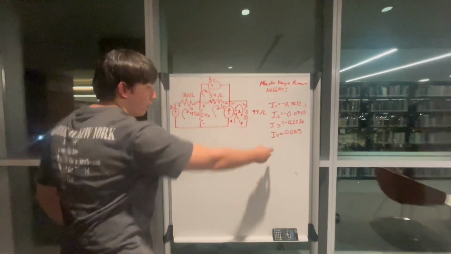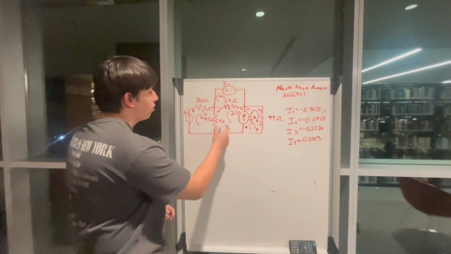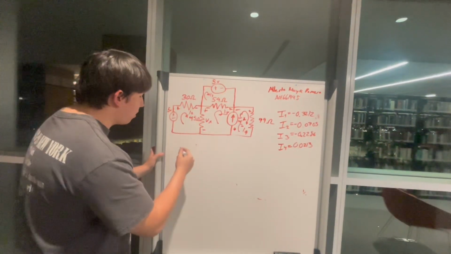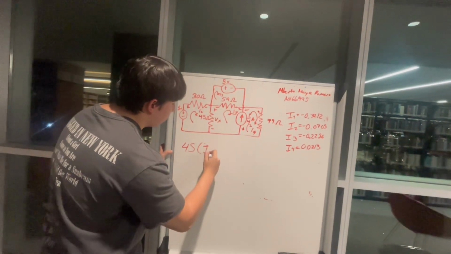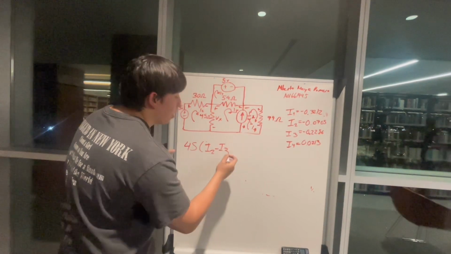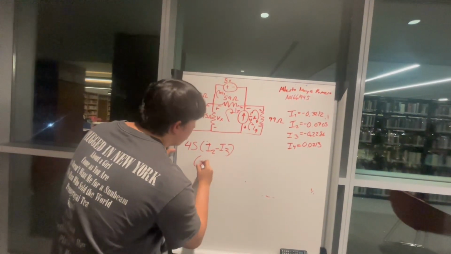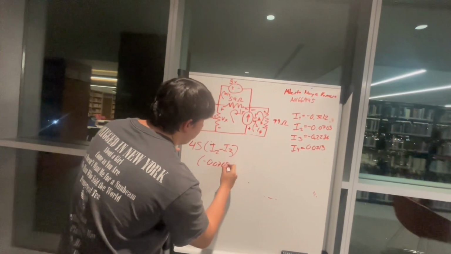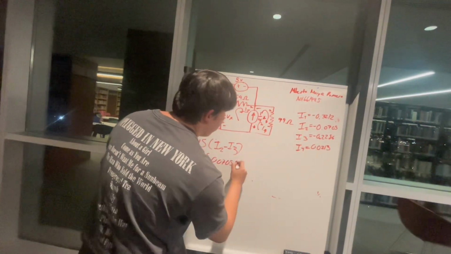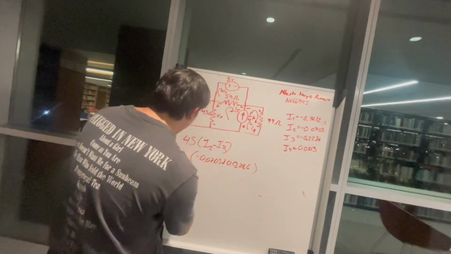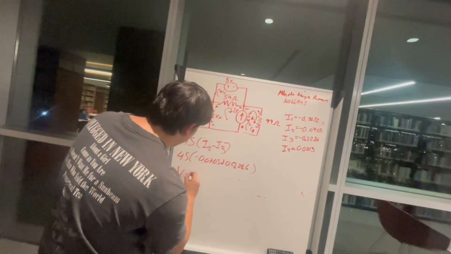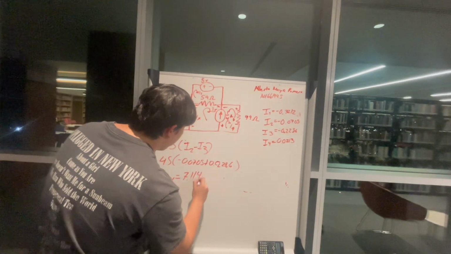We have here our equations results in Wolfram. We have written them over here, so we can continue to get this Vx over here. We know this Vx is 45 times the current entering the positive sign, I2 minus I3. We can substitute now that we have our values. It's minus 705, minus and minus is plus 0.2286 times 45. This is equal to 7.114 volts.